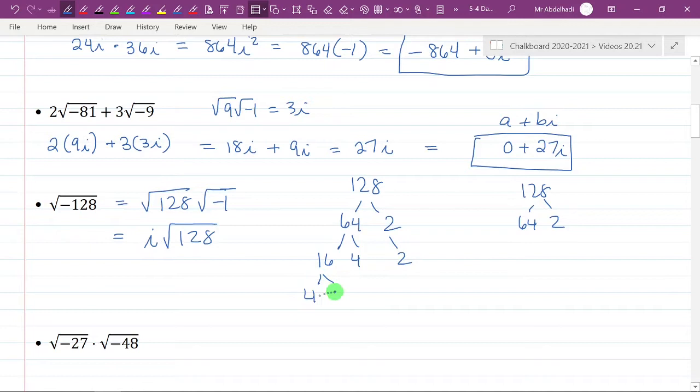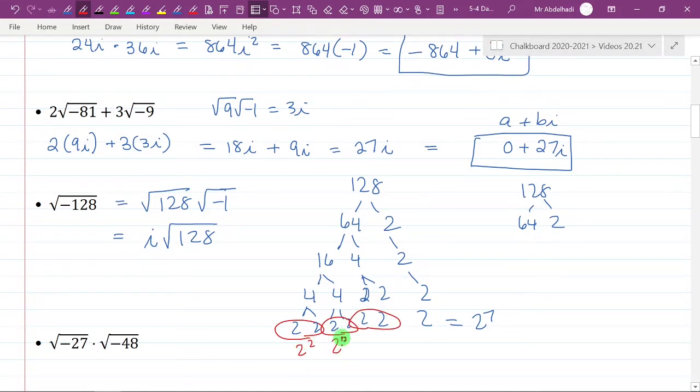This can become 4 times 4. That can be 2 times 2. That's a 2. And finally, we get 2 times 2 times 2 times 2 times 2 times 2 times 2. So 128 is actually 2 to the 7th power. How many perfect squares do we have in here? Well, there's a perfect square there, there, and there. That's 2 squared, 2 squared, and 2 squared. And then we have one lonely 2 here that's not squared.